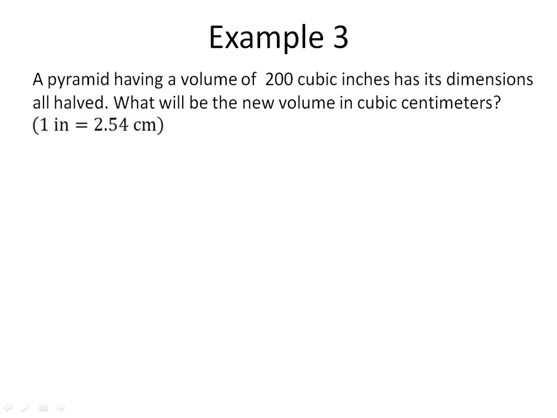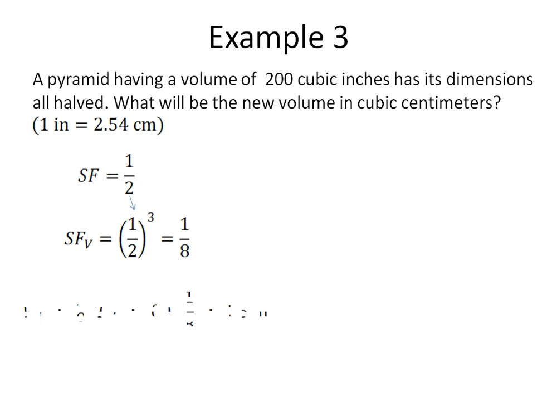So this means we're going to have to do some units conversion also, because notice that we were originally given cubic inches and now we need to convert that to cubic centimeters. And they're telling us that 1 inch equals 2.54 centimeters. Okay, so the first thing is scale factor is equal to 1/2. So the scale factor of the volume is going to be 1/2 to the third power, which equals 1/8. Okay, so this means the new volume is equal to the original volume times the scale factor of the volume, which is 200 times 1/8, gives us 25 cubic inches.